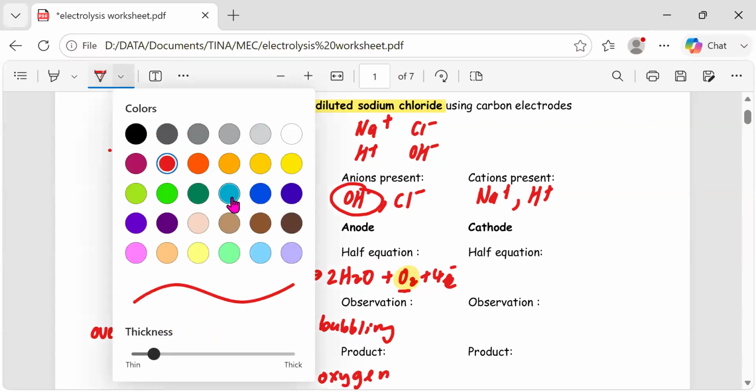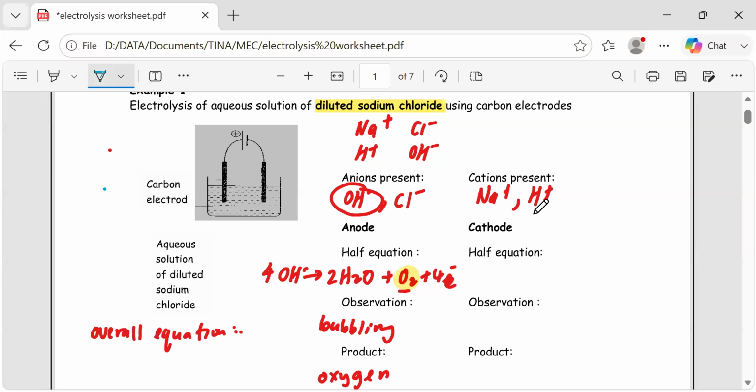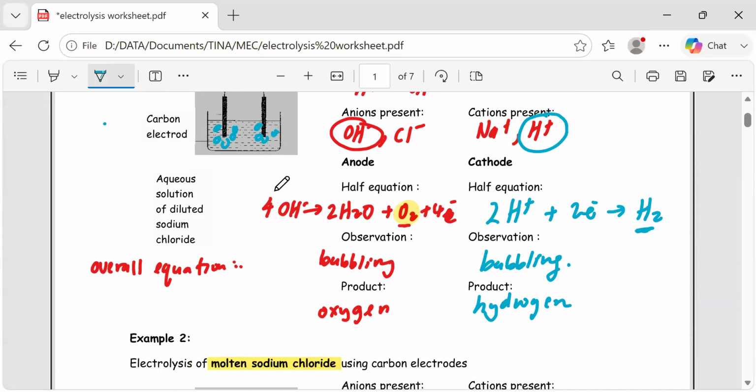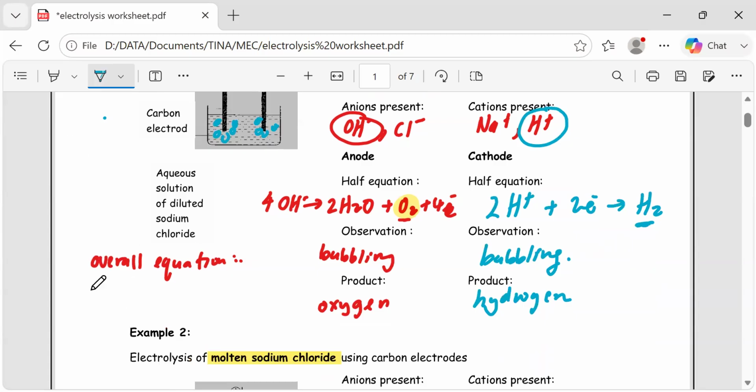The other side, sodium and hydrogen, who do you choose? Hydrogen. So the half equation is this. Because this is hydrogen gas, you will also see bubbling. And the product is hydrogen. So basically here got bubbles, there also got bubbles. The overall equation would be, because both are hydrogen and oxygen, basically water being split apart.